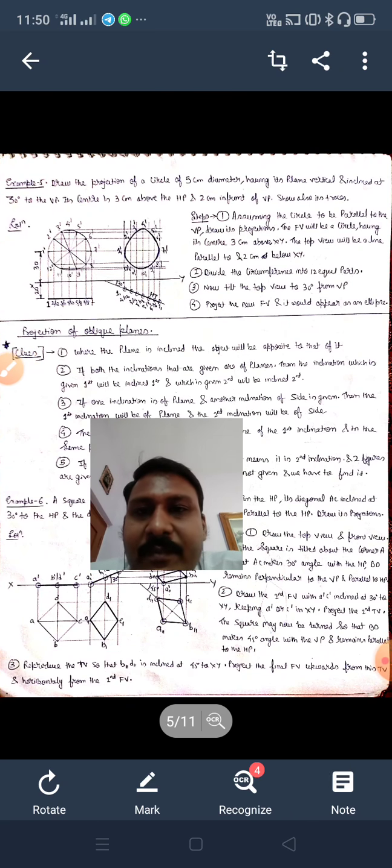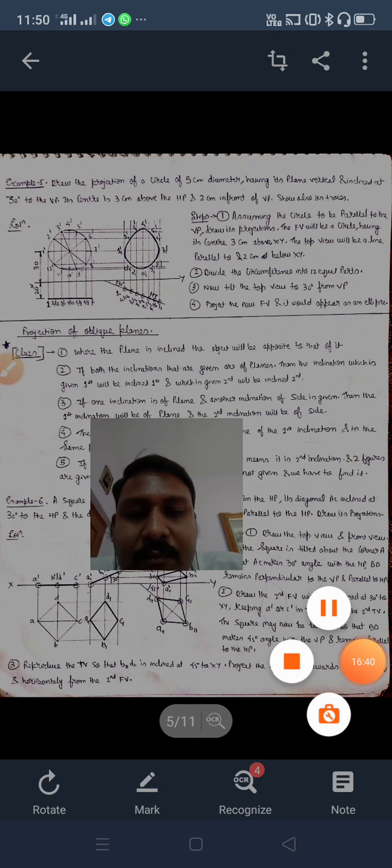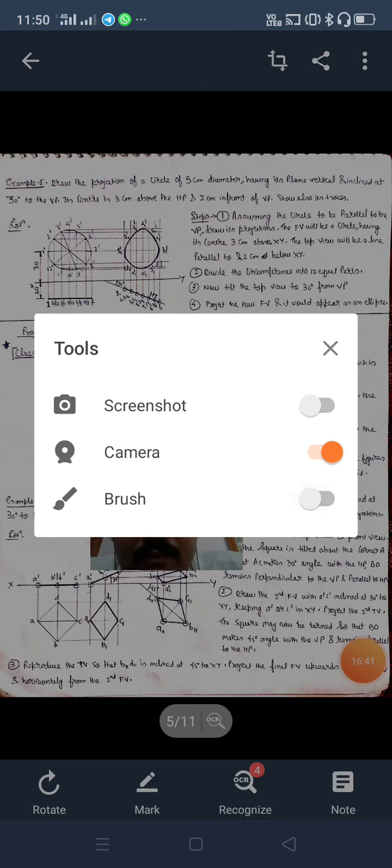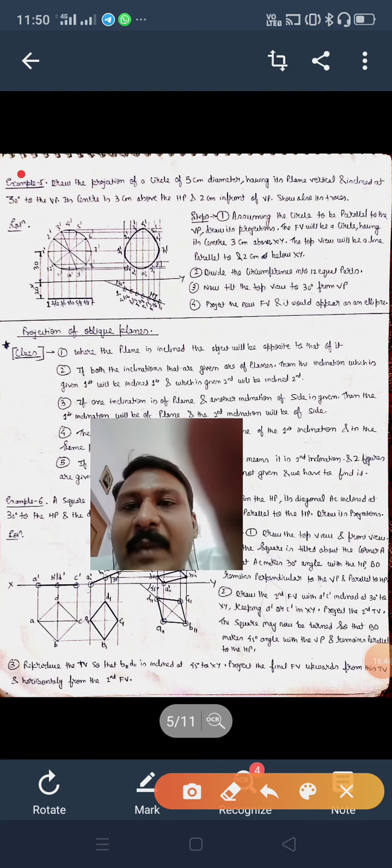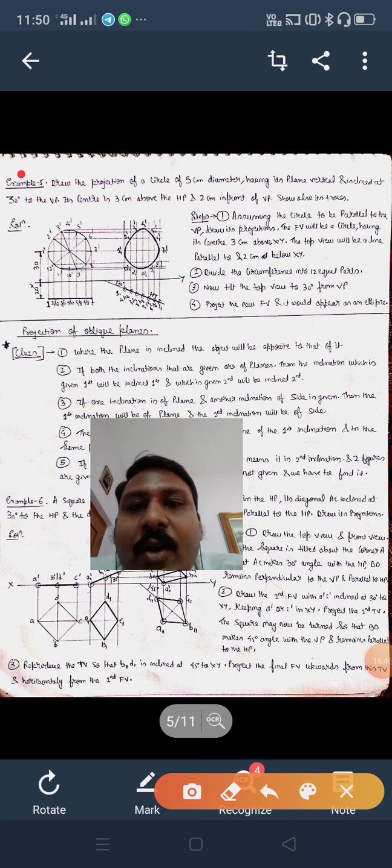Now this question. Example number 5. Draw the projection of a circle of 5 cm diameter having its plane vertical and inclined at 30 degrees to the VP. Its center is 3 cm above the HP and 2 cm in front of the VP.